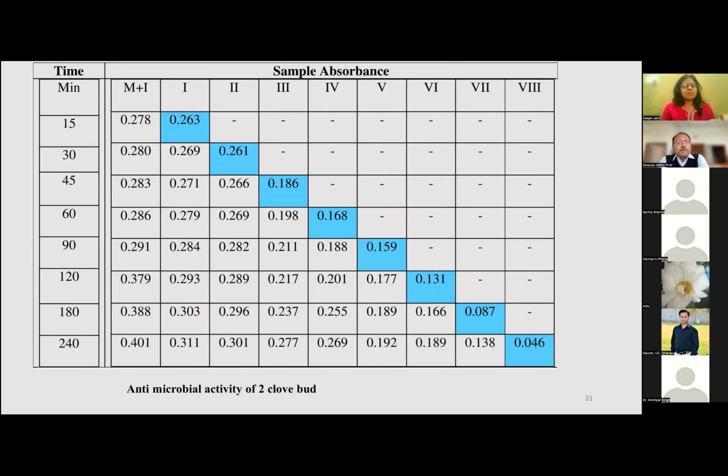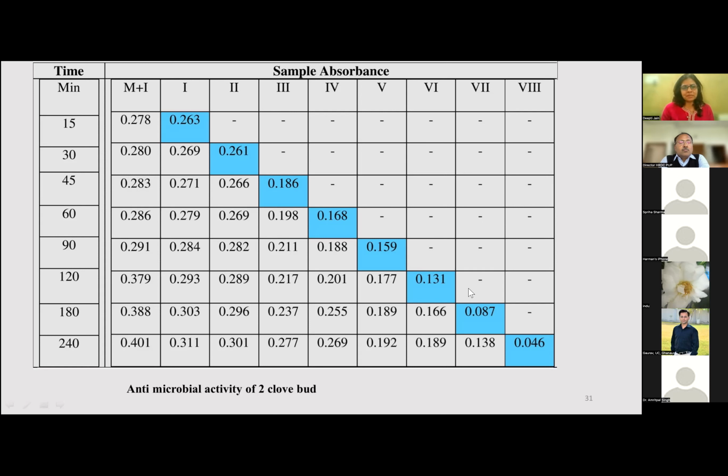So the results we got are like this: till 240 minutes, this is the initial microbial count, and if the clove remains in contact with water for 240 minutes, then the microbial count lowers down to this extent. So it has a very good effect in controlling the microbial growth.